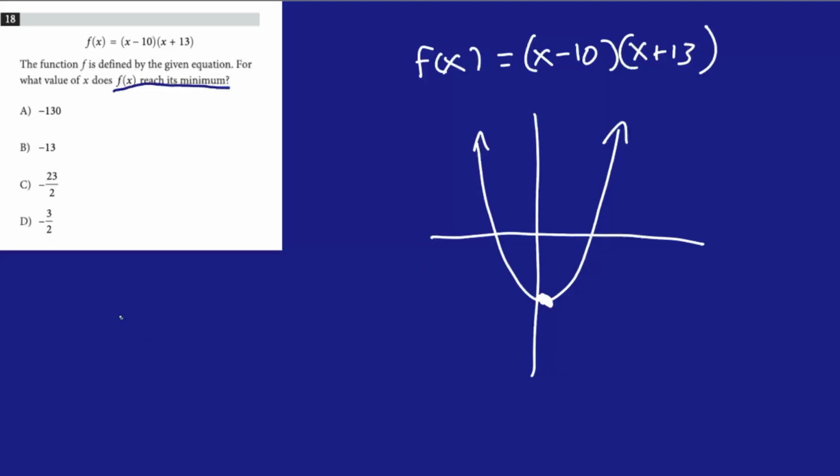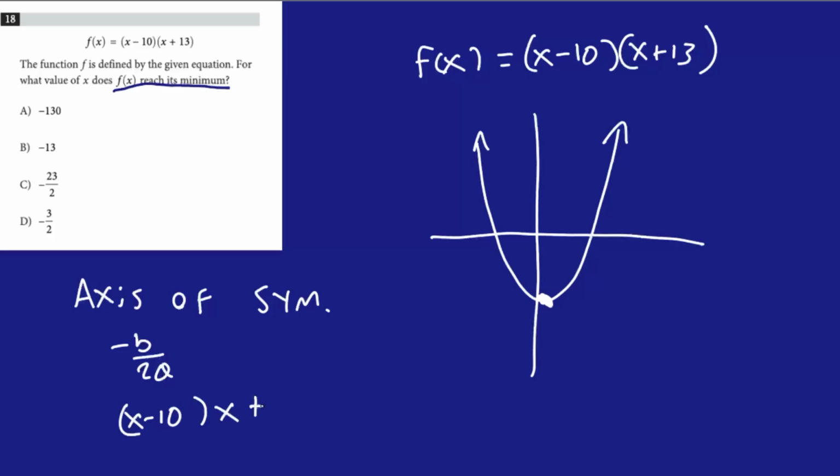The way you want to do this is, whenever you want to find the minimum, that's really the same thing as the axis of symmetry. The formula for that is just negative b over 2a. So all you have to do is FOIL it out and then plug it into that formula and you're good. So you're going to FOIL the x minus 10 times x plus 13: first, outer, inner, last. Let me write it again down here so I can help you visualize it.